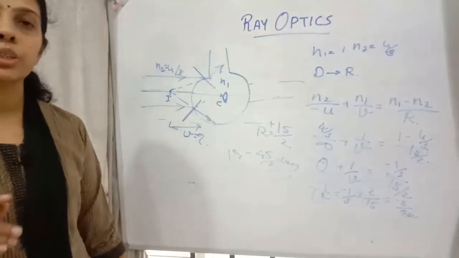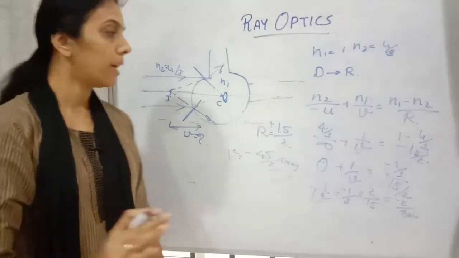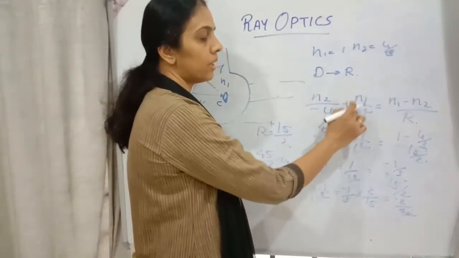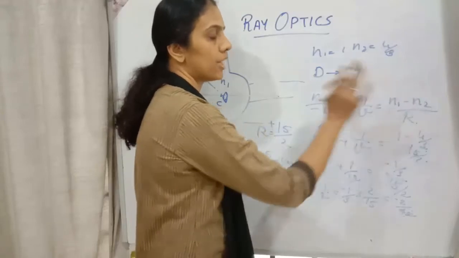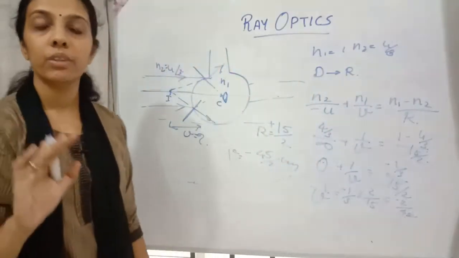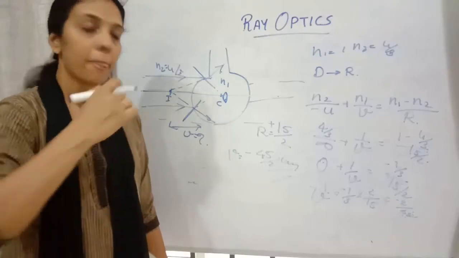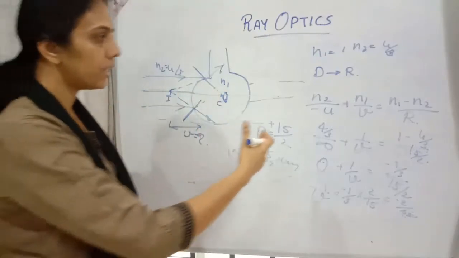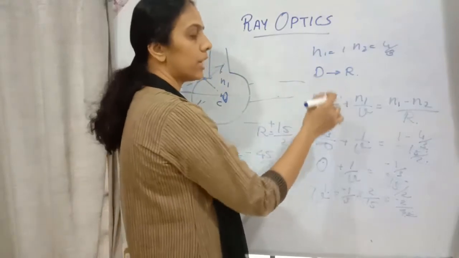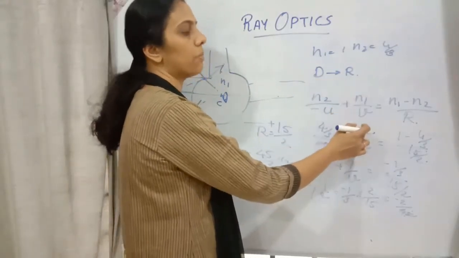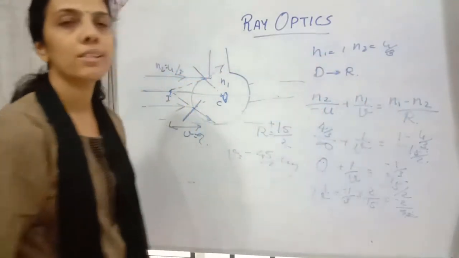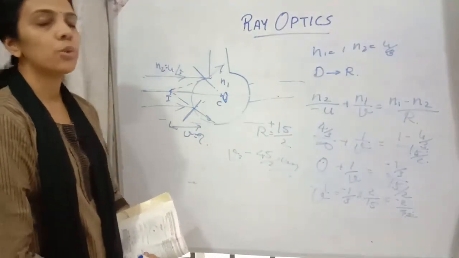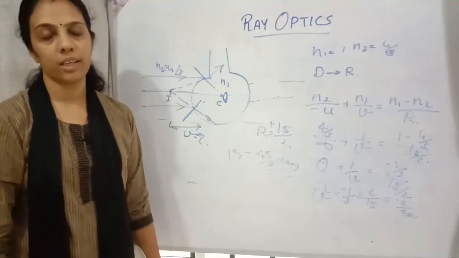Okay, here you should remember the formula, that is important. Minus n2 divided by u plus n1 divided by v equals n1 minus n2 divided by R, if the ray of light is passing from denser to rarer medium. If it is rarer to denser medium, it will be n1 divided by minus u plus n2 divided by v equals n2 minus n1 divided by R. Okay, clear? So these two formulas you should learn by heart for this kind of questions.